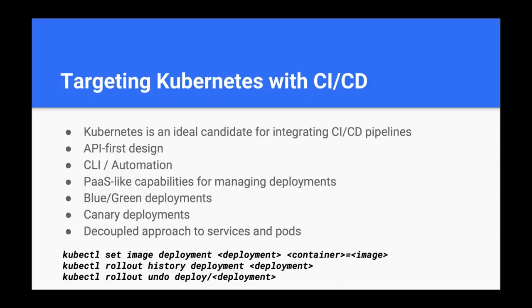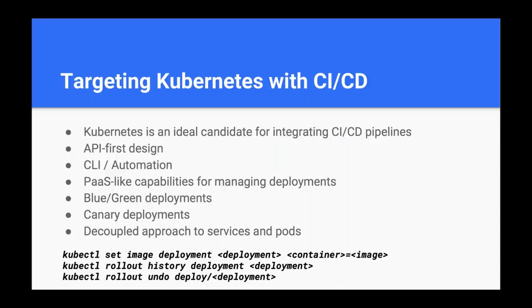Kubernetes is also well suited for CI/CD because it has PaaS-like capabilities. Now, when I say PaaS-like capabilities, what I mean is you can almost push an image and automatically have all your replication controllers get upgraded. And you can also decide the strategy for upgrading your deployment, you know, whether you want a rolling upgrade, whether you want a canary kind of deployment, or you want to perform a blue-green deployment. You can do all of that just from the command line.